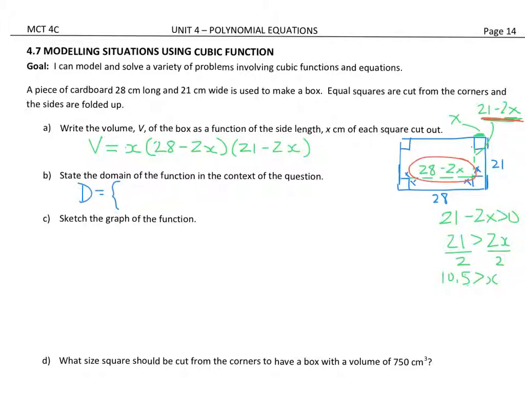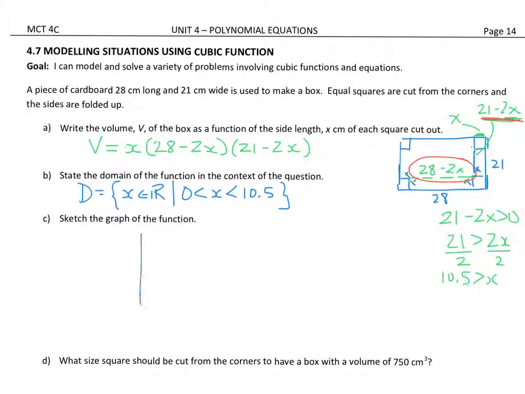So my domain is my x, the height of the box. My x is an element of the reals, so it can be any real number, but 0 is smaller than what x can be, and it has to stay smaller than 10.5. If you go equal to 10.5, it makes the width of that box equal to 0, and again, you only have a two-dimensional object with length and height. So that should be our domain there.